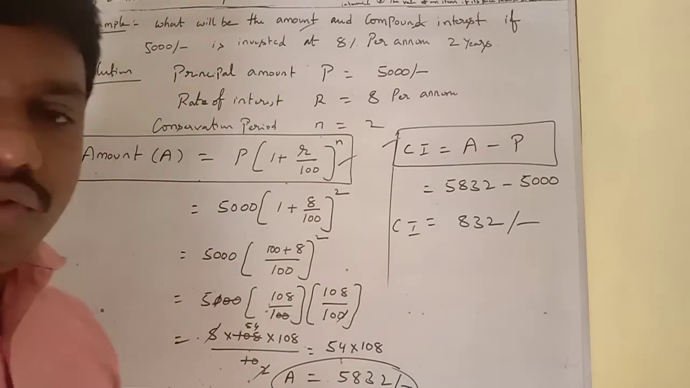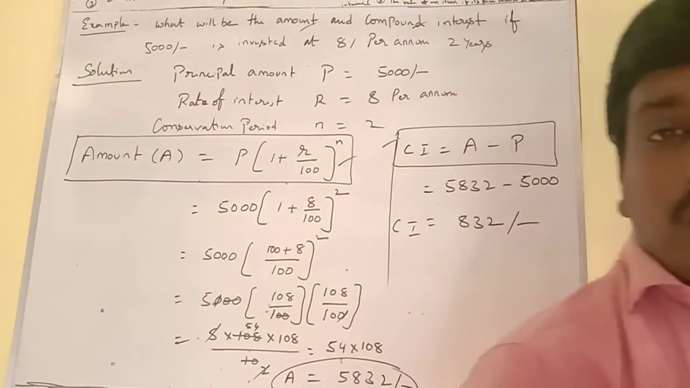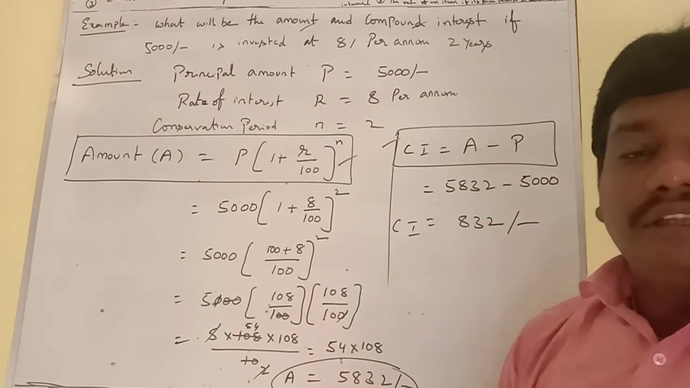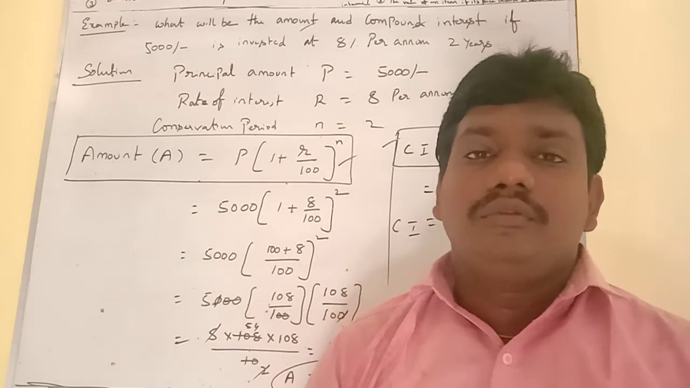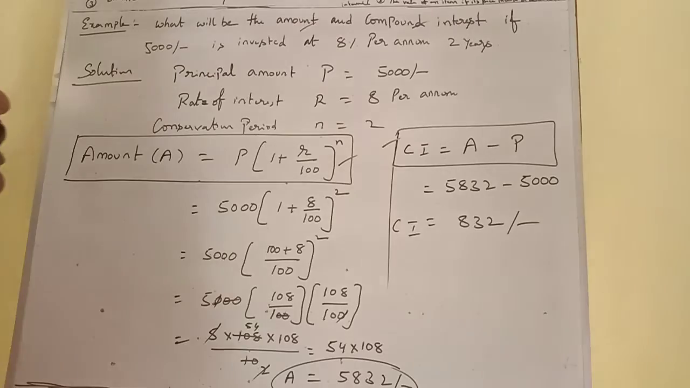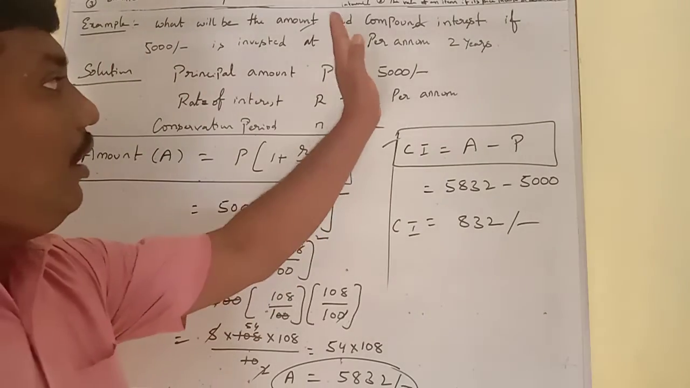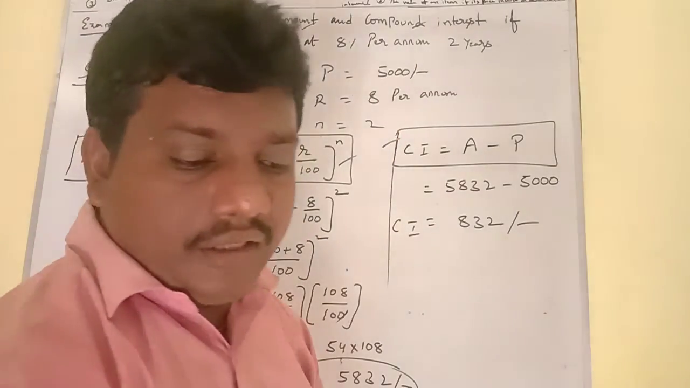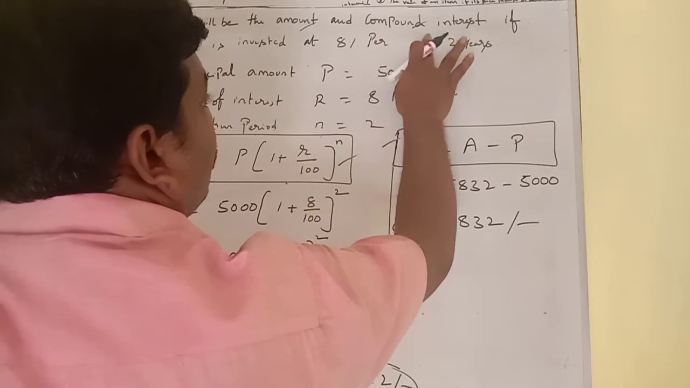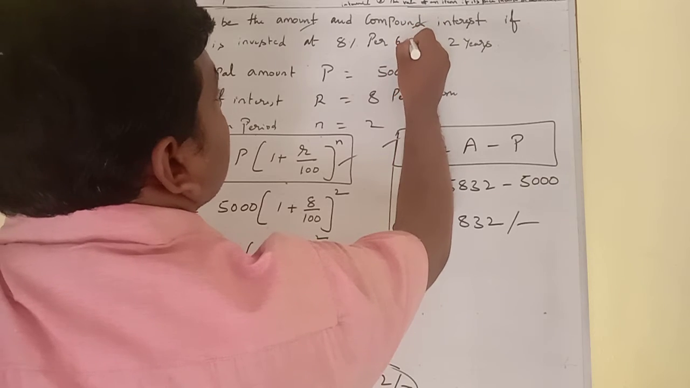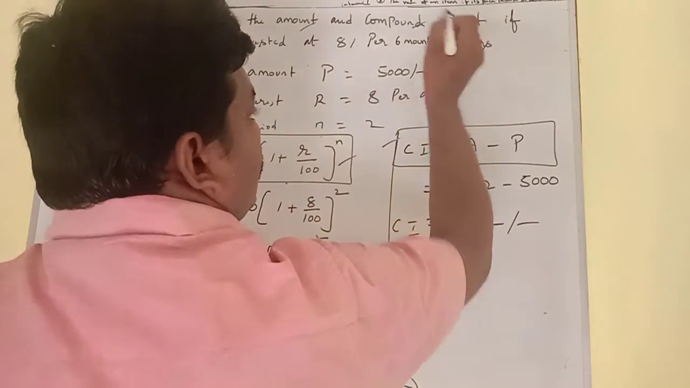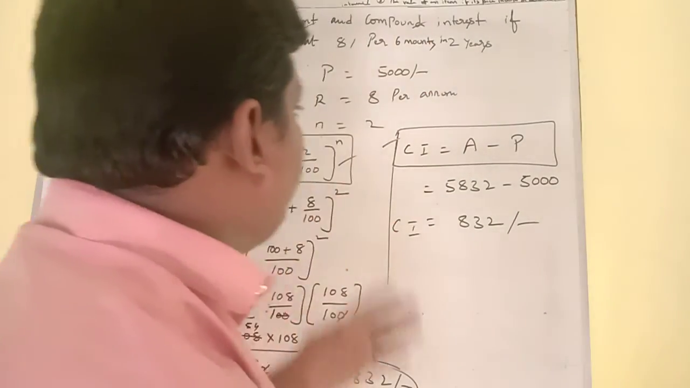Okay, students, if the conversion period is annual, we consider it like this. If it is half yearly, how will the formula be calculated? Let me see, in this same example, if the compound interest is half yearly, what does it become? 8% per annum, and this is per 6 months for 2 years. How will the question change?